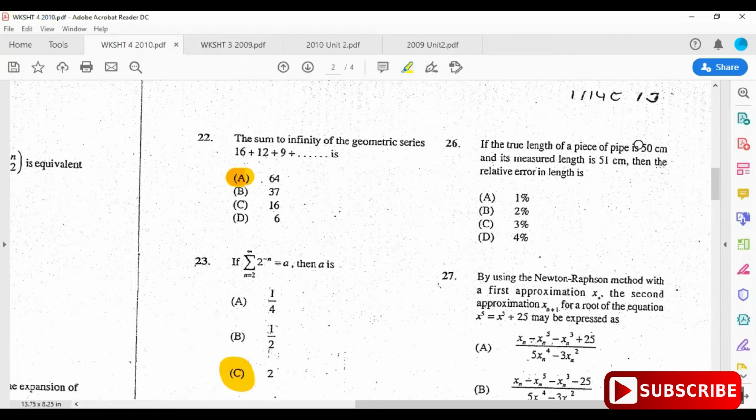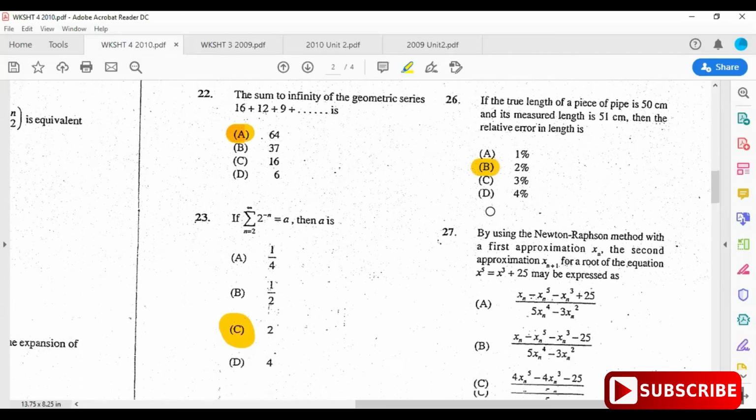So that's negative 1 over 50, but you take the modulus because length has to be positive. So you take the modulus, and that is 1 over 50, but then 1 over 50 as a percentage is 2%. So that's the relative error. 2% relative error. So 50 minus 51 over 50, that's the relative error. All right? That's relative error, that's D.